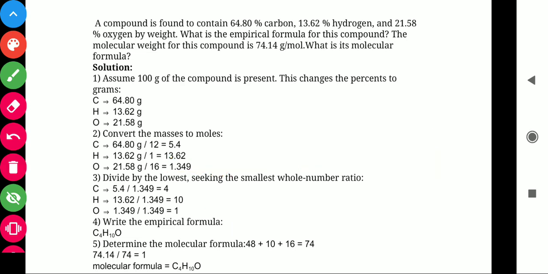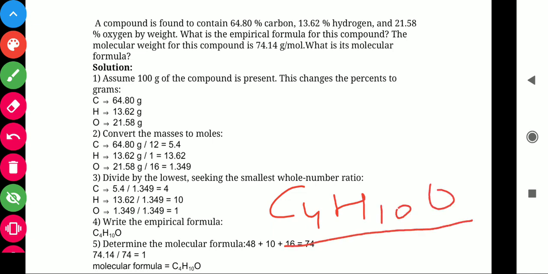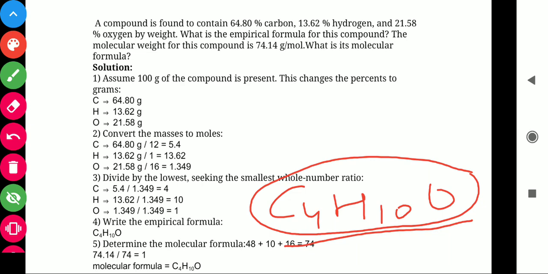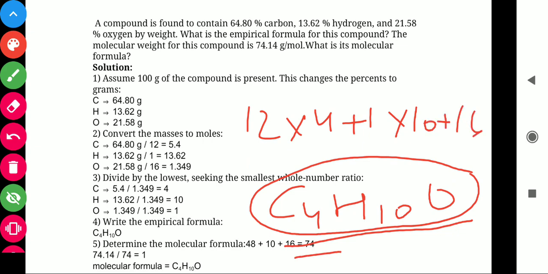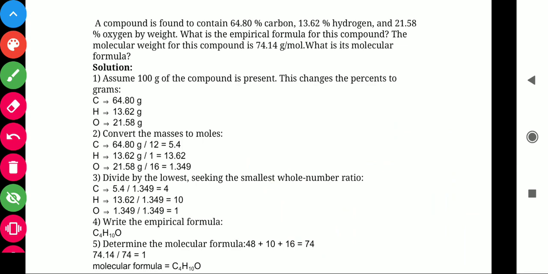Okay, students, C4H10O. This is the empirical formula. Empirical formula we will get, and then we will calculate the empirical weight. How can we calculate the empirical weight? 12 into 4 plus 1 into 10 plus 16. It will be 74. And what is the mass given? 74.14, which is approximately the same, and we will get the value n is equal to 1.